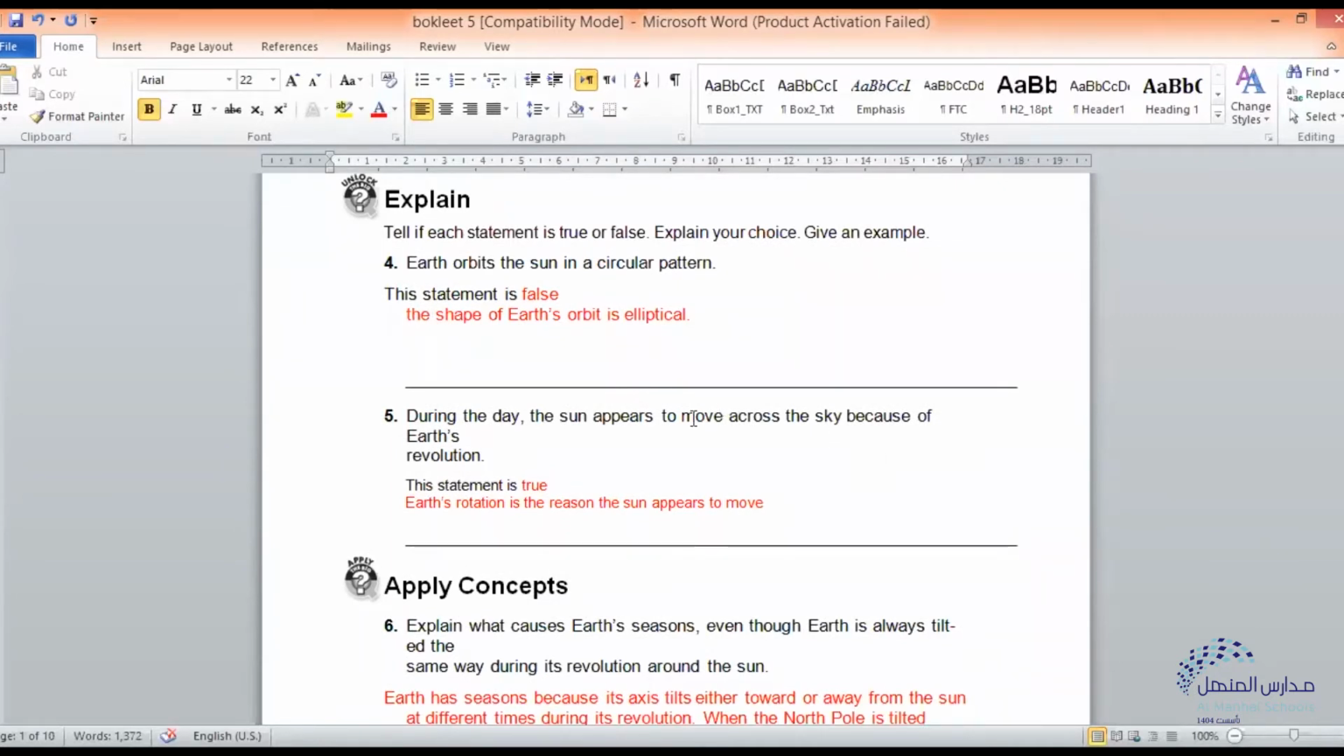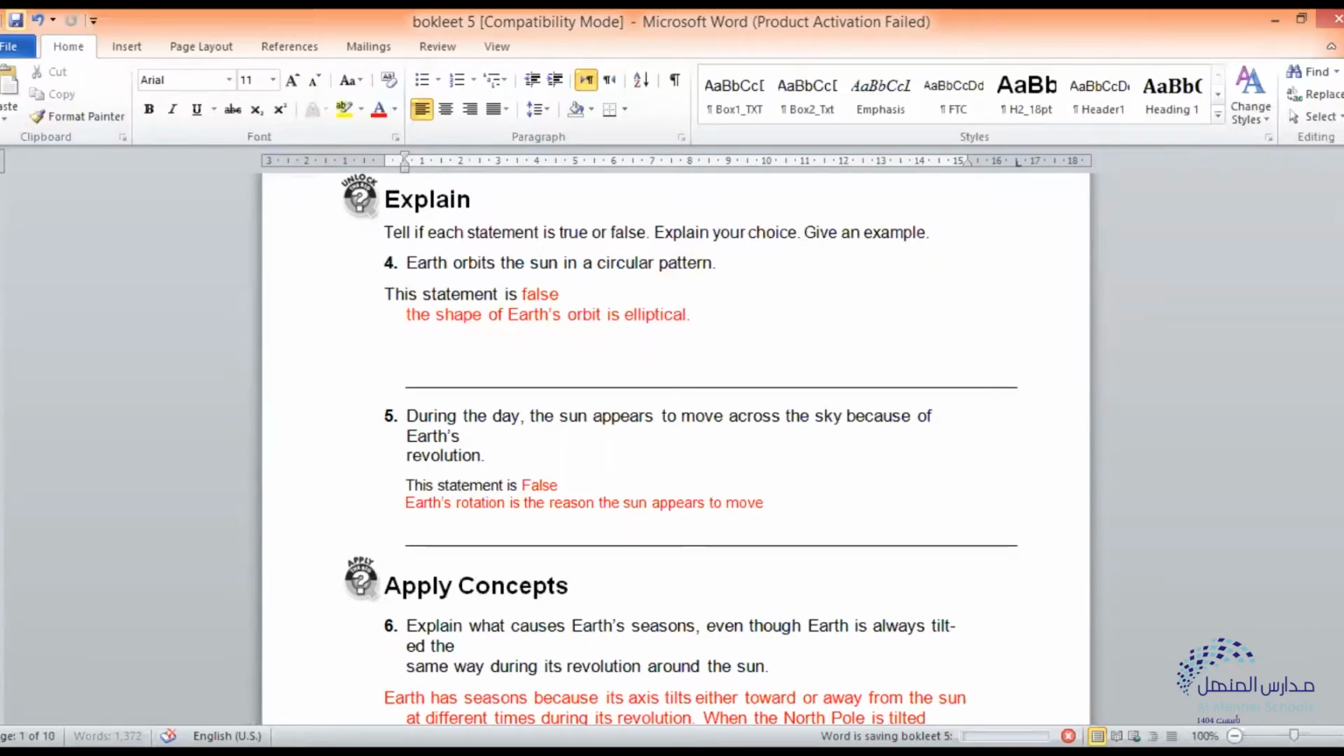During the day, the sun appears to move across the sky because of Earth's revolution. True or false? Here we are speaking about rotation. Earth's rotation is the reason the sun appears to move. So it's false, not true. It's because of Earth's rotation.